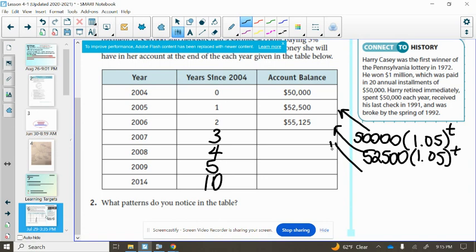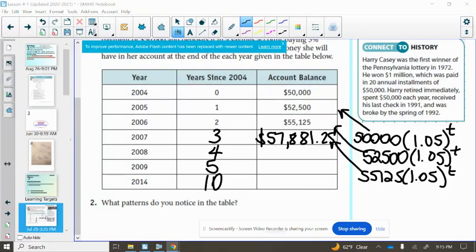So to get the year 2007 value, we're taking that previous year and again, retaining 100%, but adding on 5%. So we get that 1.05 as our multiplier. And we see, for instance, this next one would be $57,881.25, and the pattern continues on.